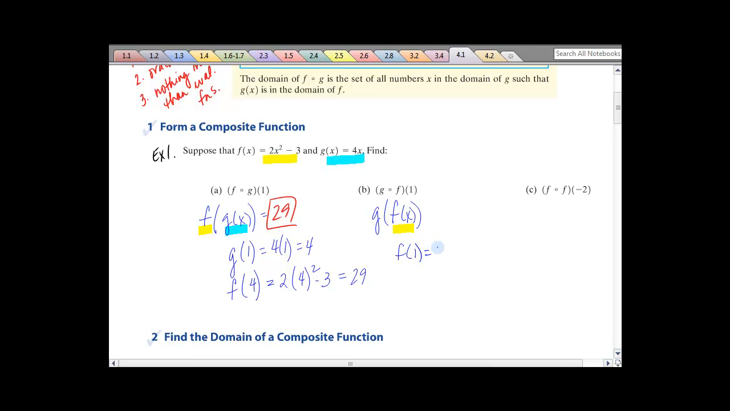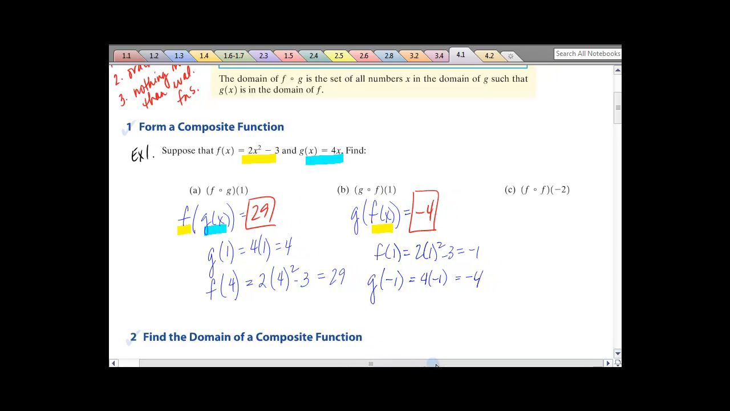f of x at 1 gives me back 2 times 1 squared minus 3, which would be negative 1. Then I'm going to take this negative 1 and plug it into g. So I evaluate g at negative 1, and I get 4 times negative 1, which would be negative 4. So the answer would be negative 4. The order was important here. It says g composed with f. You start on the inside and you work your way out.